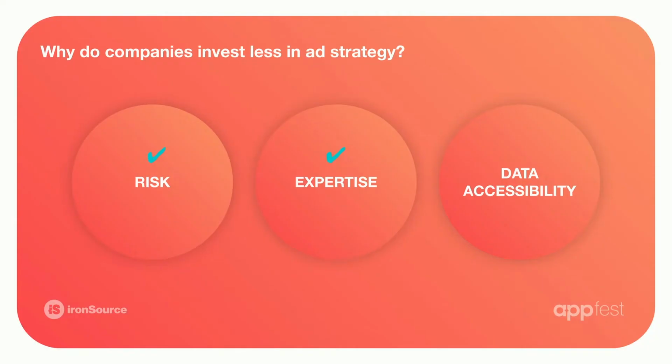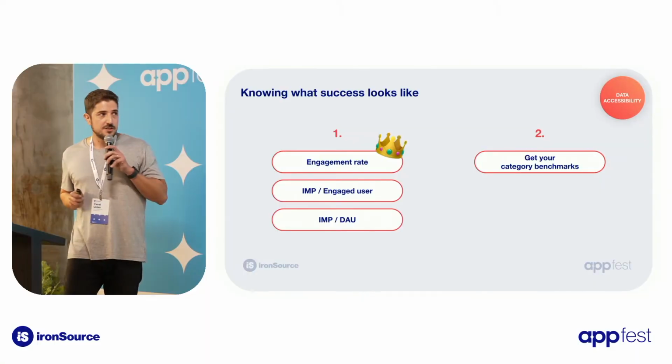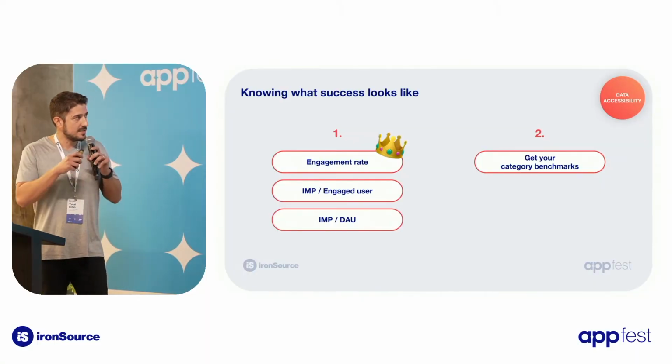So we talked about risk and expertise. Now let's look at data, or what success looks like. So let's start by talking about the right KPIs. And I mentioned them before, the user engagement KPIs, and let's review them.